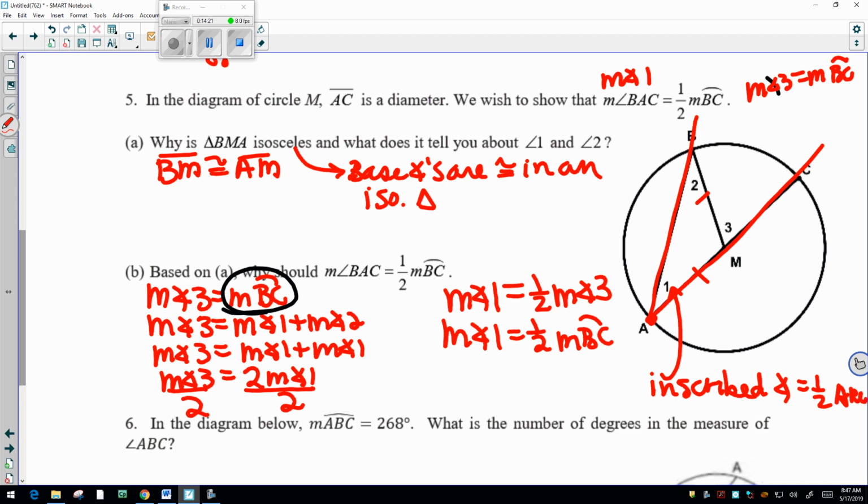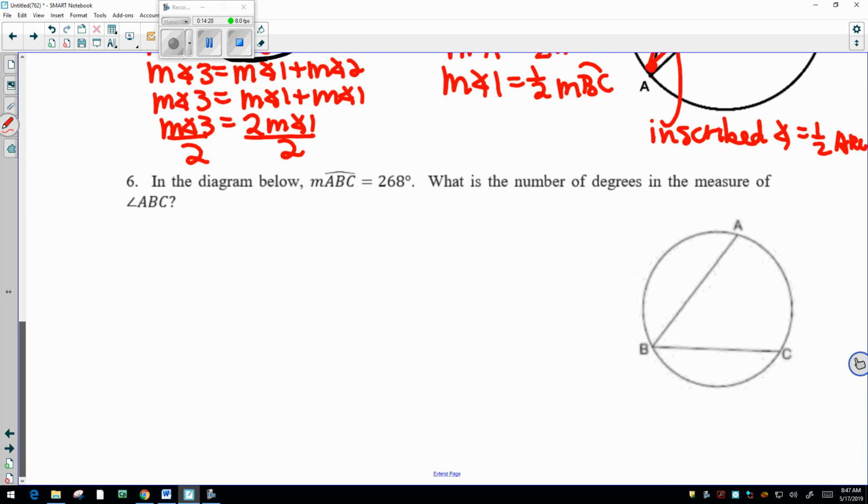So we've learned two things here today. A central angle equals the arc. The inscribed angle will equal half of the arc. Okay. So if we try this last question, it says, in diagram below we have arc ABC. So now notice I have to trace it the way it's labeled, A to B to C. And they're telling us that this is 268 degrees, which hopefully that makes sense. That's a major arc that's greater than 180. So we have to find the number of degrees in angle ABC, which is this angle here.